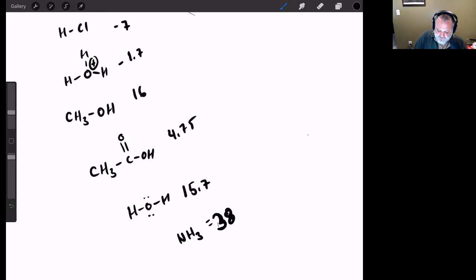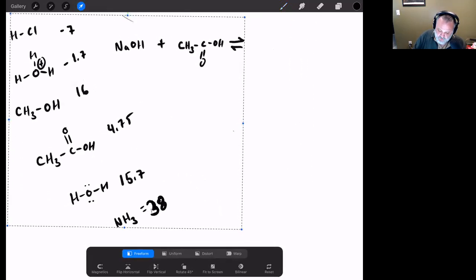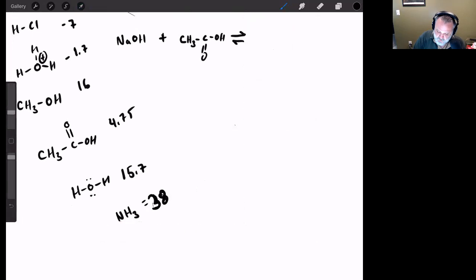One thing you want to be able to do is answer this kind of question: is sodium hydroxide a suitable reagent to deprotonate an average carboxylic acid? So which way is this reaction favored? So I would have the sodium salt of the carboxylic acid plus water.